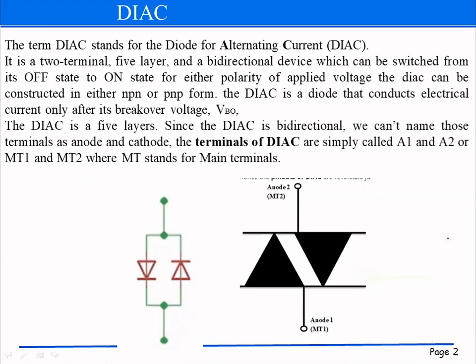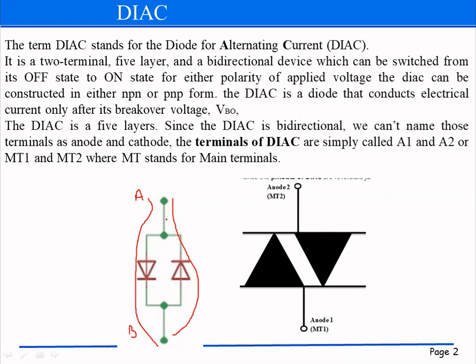That means it conducts from this terminal. Suppose we say that this is A and this is B. The current can flow from A to B, or the current can flow from B to A. So that is why it is bidirectional, whereas a diode is unidirectional. That means the current always flows from the anode to the cathode in the case of the diode.